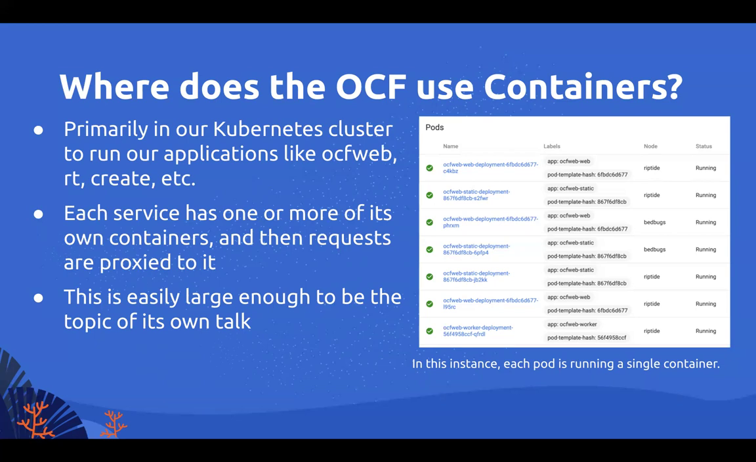So you can see on Riptide there's a few of the containers running, and on Bedbugs a few containers running. And we're not defining any of that. Kubernetes is managing it on its own, moving stuff around as it needs to make sure all systems are running operationally. Kubernetes calls it a pod. For our purposes at the OCF, each pod corresponds to only 1 container, but you can theoretically run multiple containers in a pod if you want to.